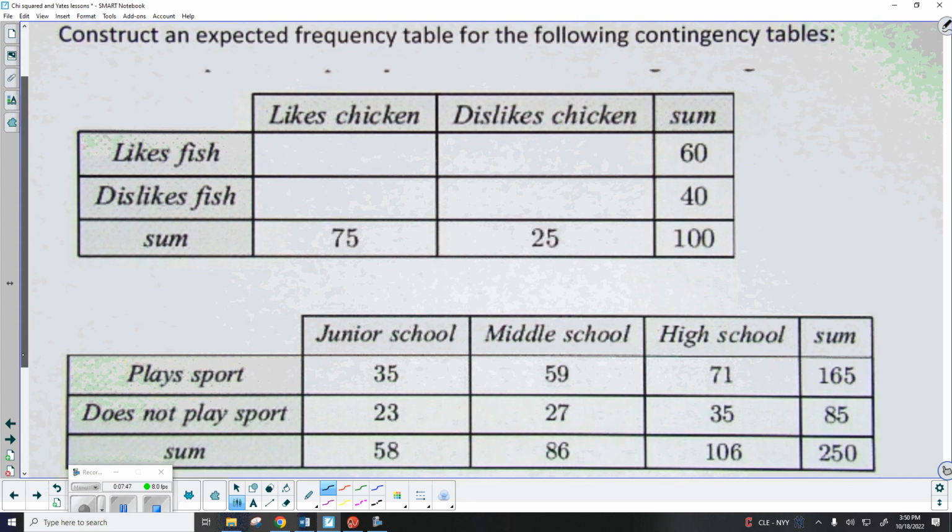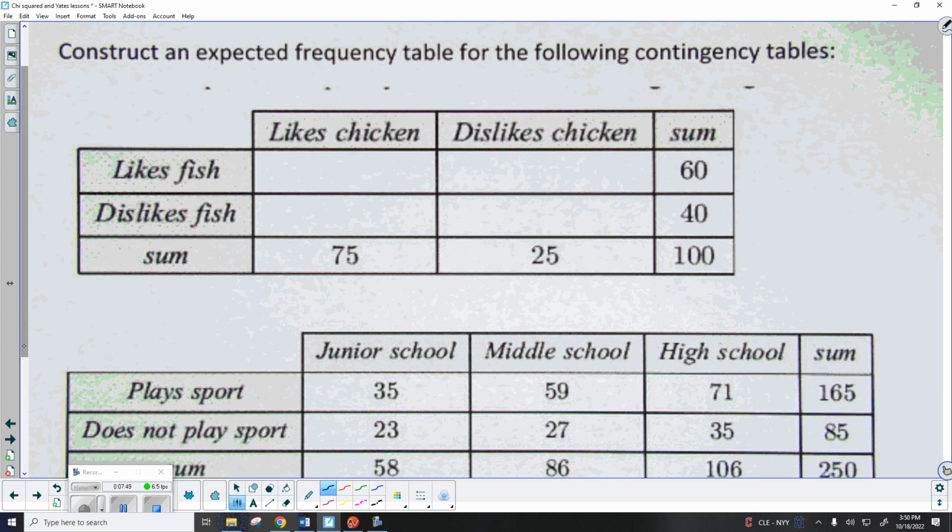Okay, let's say I wanted to construct an expected frequency table for the following contingency tables. Now they don't give me the original data, and I don't need the original data to find the expected frequency values. Let's say I want to find the expected frequency for the number of people who like fish and like chicken. Okay. So what am I going to multiply to make this happen?